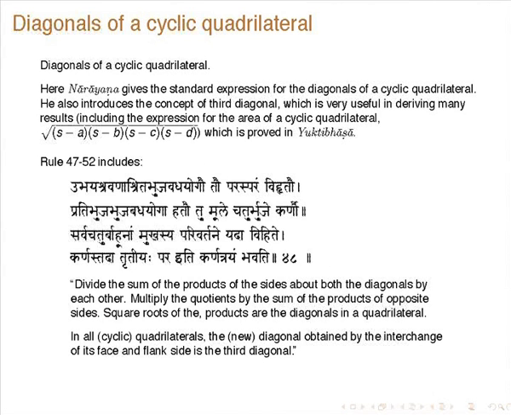Then the diagonal of a cyclic quadrilateral. I will not go into detail of this earlier result. The area of the cyclic quadrilateral is this, then the two diagonals, you know how to get them. That is the famous result due to Brahmagupta. Divide the sum of the products of the sides about both the diagonals by each other. Multiply the quotients by the sum of the products of opposite sides. Square roots of the products give the diagonals in a quadrilateral.